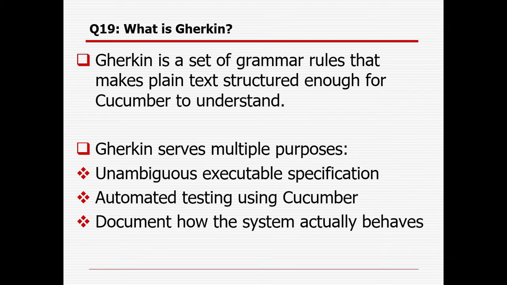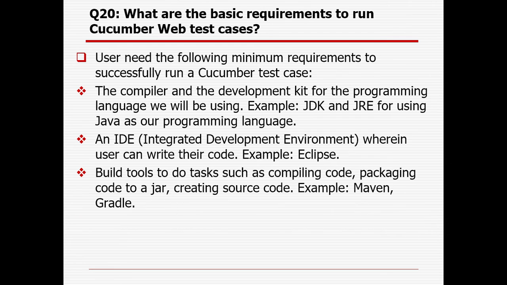What is Gherkin? Gherkin is a set of grammar rules that make plain text structured enough for Cucumber to understand. So Gherkin serves multiple purposes: unambiguous acceptable specification, automated testing using Cucumber, and documenting how the system actually behaves. So these are the different things Gherkin serves. What are the basic requirements to run Cucumber web test cases?